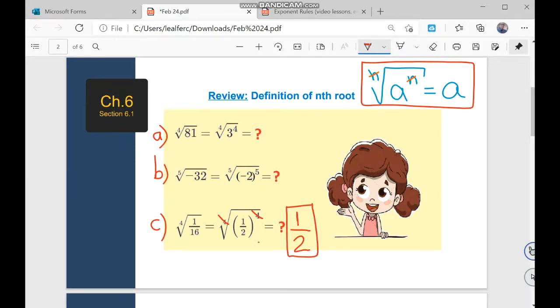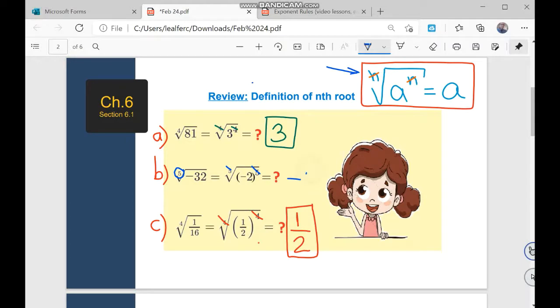For letter A, same thing, just simplify. 4 with 4, and the answer is 3. For letter B, same procedure, same definition that we are applying. 5 with 5, and pay attention because 5 is an odd number. If it's an odd number, there's no problem in having a negative answer, okay? So if the index and the exponent are the same odd number, you can have a negative answer. So the answer here is -2.